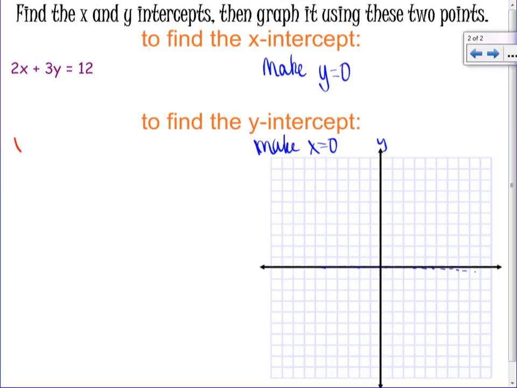So to find the x-intercept, we're going to make y 0. So we've got 2x plus 3 times 0 equals 12, which is really 2x equals 12. We get 6. Okay, so on the x-axis, we know it's going to cross through right here. Okay, the line has to go through that point.